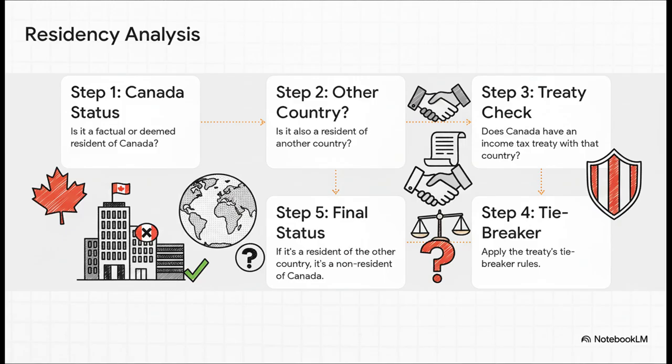Check if Canada has a tax treaty with that other country. Step 4. If there is a treaty, you find and apply that specific tiebreaker rule. And finally, step 5. If that rule says the corporation is a resident of the other country, then it's officially deemed to be a non-resident of Canada for tax purposes.